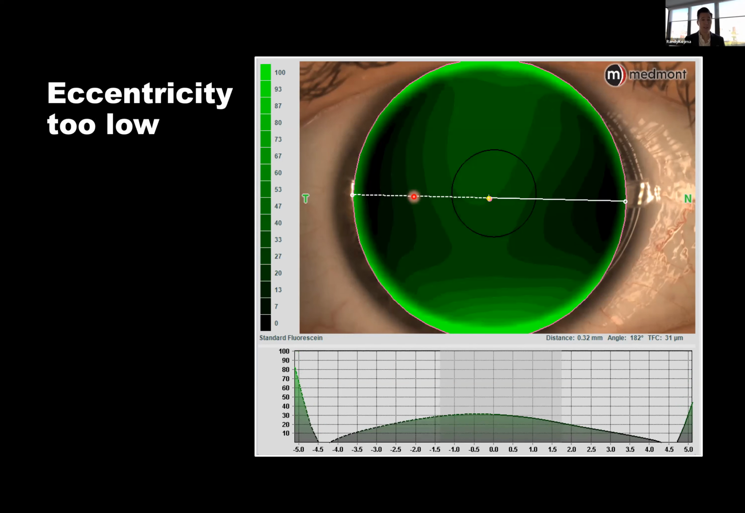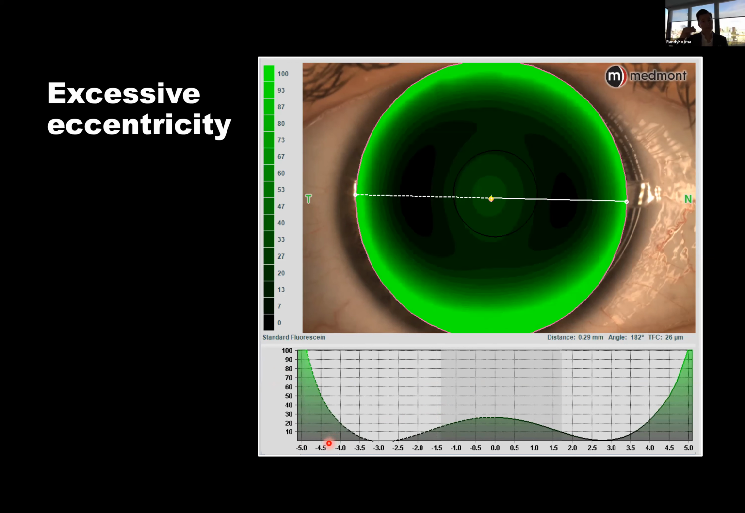When you have a low eccentricity on a high eccentricity eye, then you see a more acute or narrow area of landing with likely a very narrow area of edge lift. So the lens comes down toward the eye surface. It hits over a narrow surface area. We get both a very tight or very narrow area of touch, as well as a very thin edge lift.